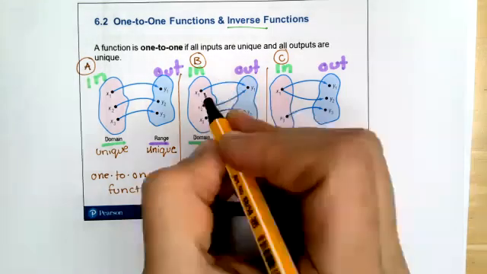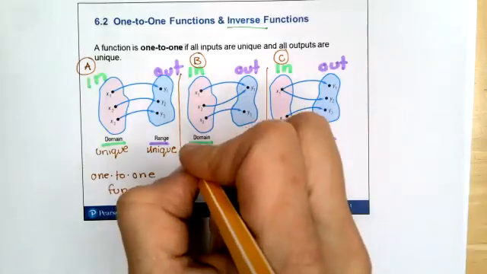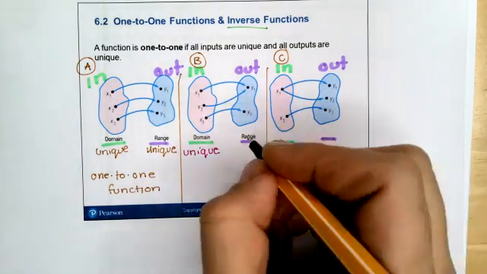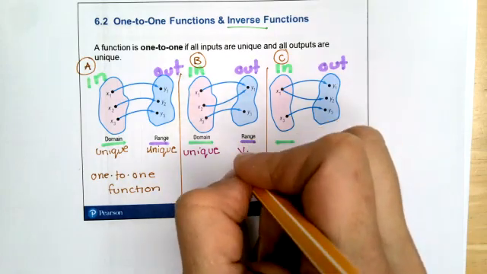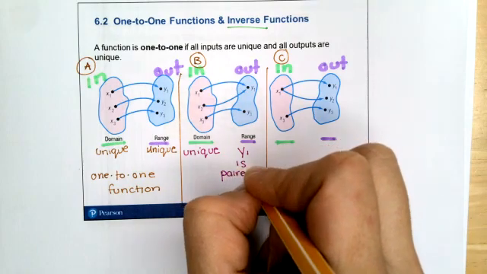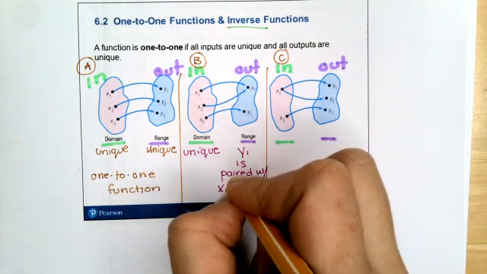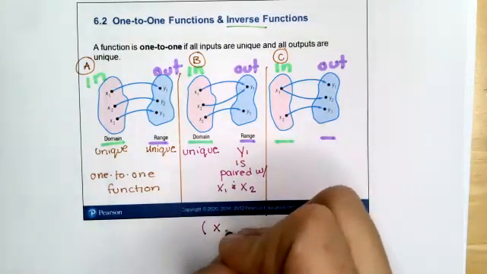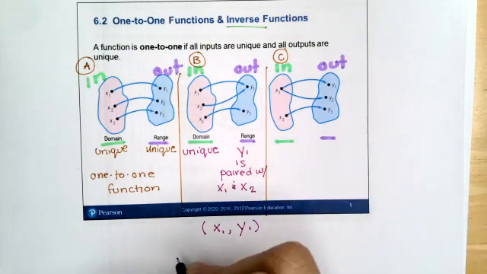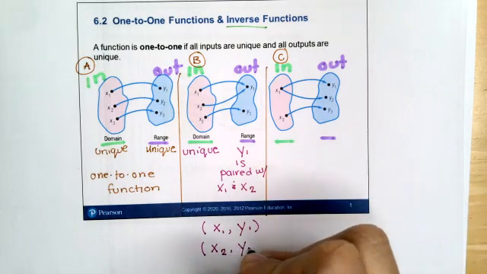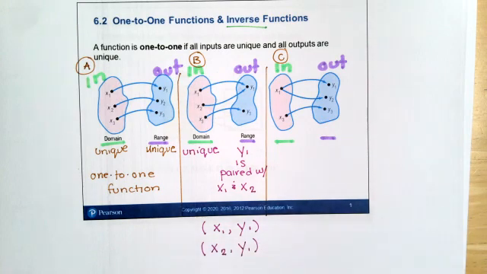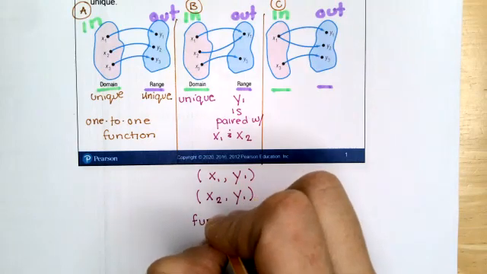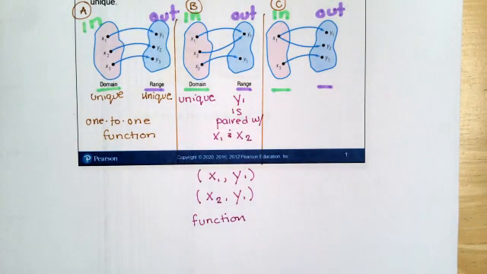Next, for B, we have x1, x2, x3. So our domain is unique. Each x value is different. No x value repeats. But the range is not unique. y1 is paired with x1 and x2. That means x sub 1 is paired with y sub 1 if we're making an ordered pair, and x sub 2 is paired with y sub 1. Y sub 1 was used more than once. It is not a one-to-one function. This is still a function, but it is not a one-to-one function.